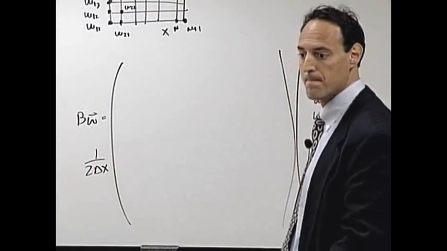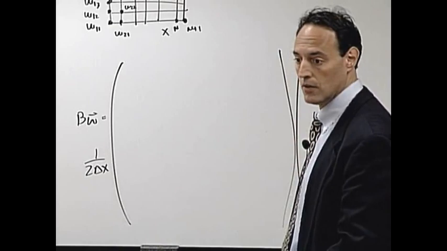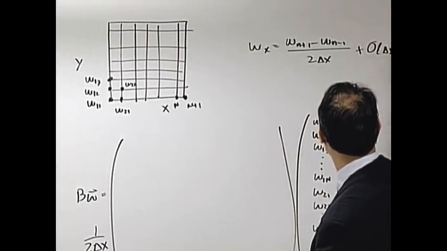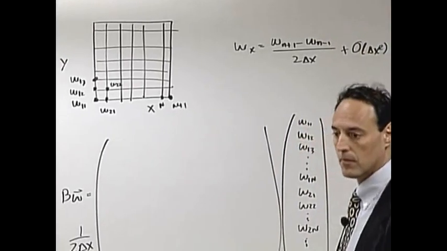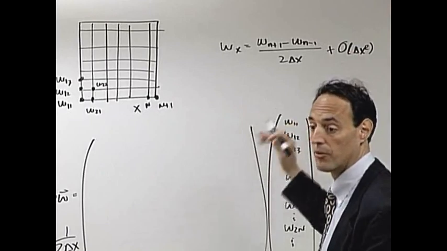Was the other one the same? This is order delta x squared scheme. Yeah, and the other one was delta x squared too. That's right. But there were 2 derivatives in x and 2 derivatives in y, and now we're just doing 1 derivative in x.